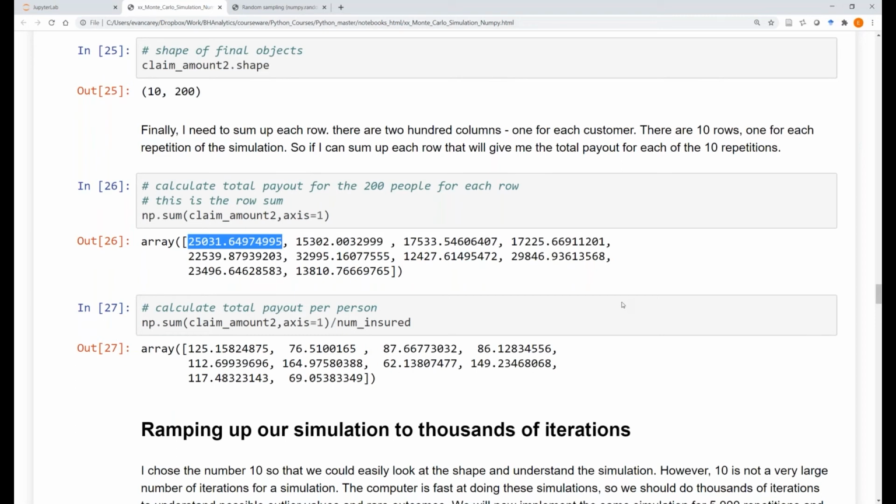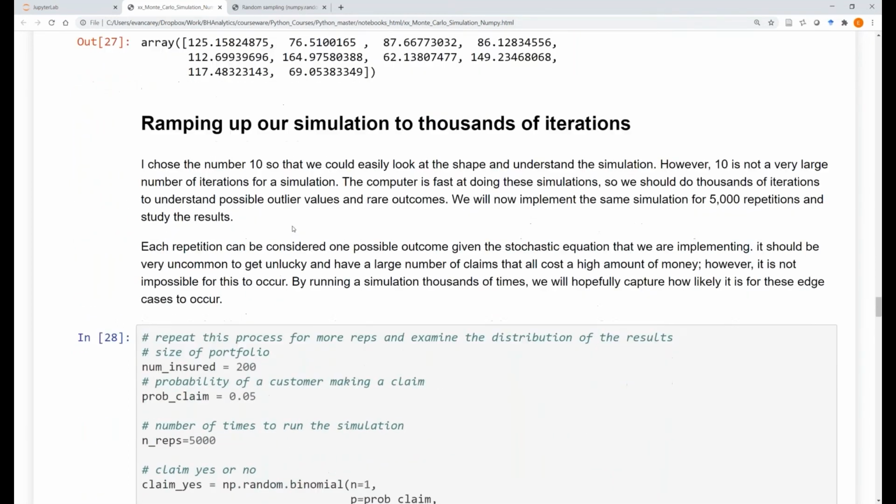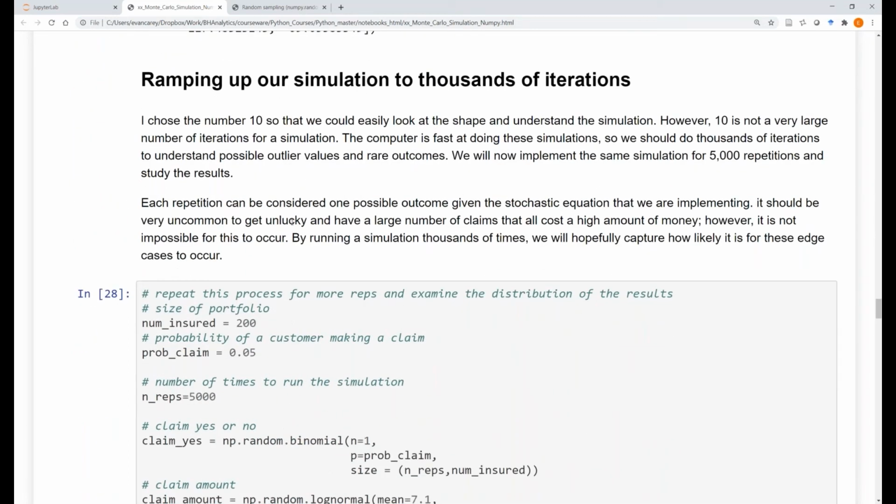Perhaps these things are all familiar to you, but maybe not in Python. So what we've done now is we've generated a large rectangular object that represents the outcome of interest under a stochastic equation with 2 random variable elements. Each column is one person in our portfolio. Each row is one iteration from the simulation. I now want to ramp this up to thousands of iterations and study the outcome.